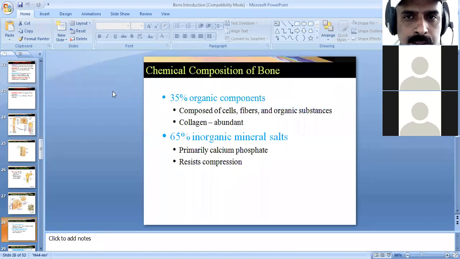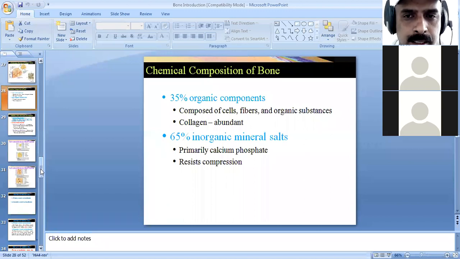So you know that almost all bones get their strength from the organic components and inorganic mineral salts. The inorganic mineral salts, that is calcium phosphate, calcium carbonate, and traces of other elements, give the strength, and that is why this specialized connective tissue is stronger, due to the presence of organic components and inorganic mineral salts.